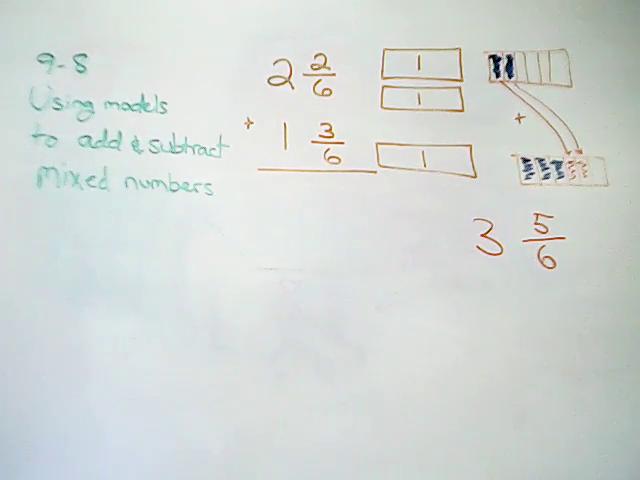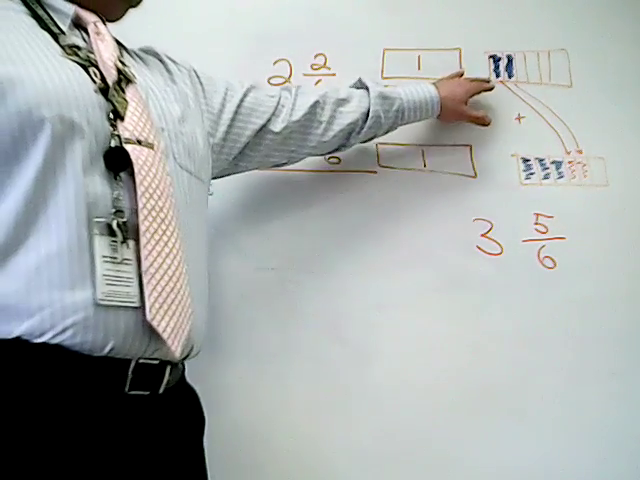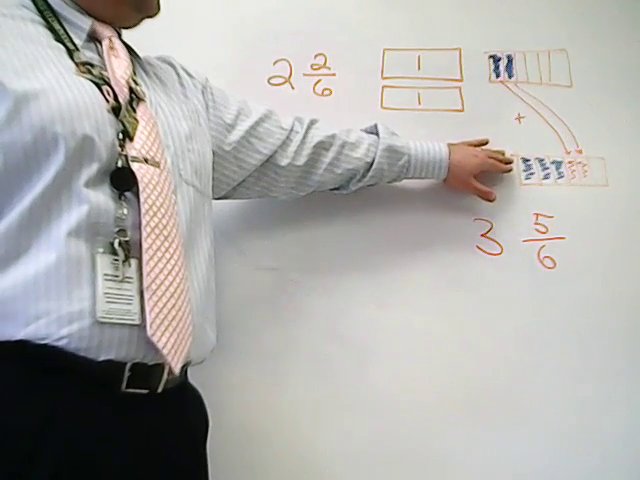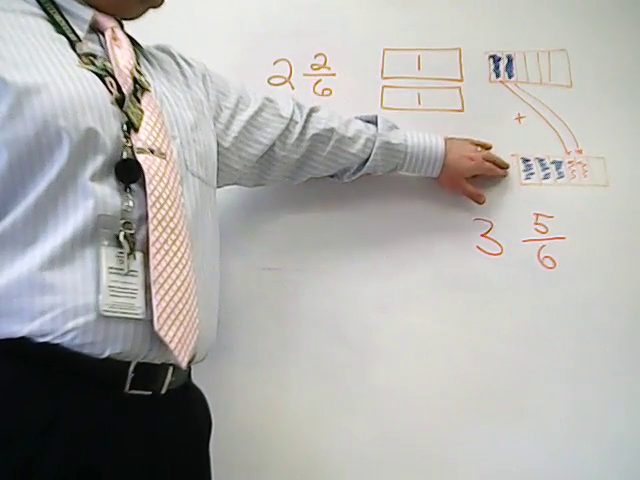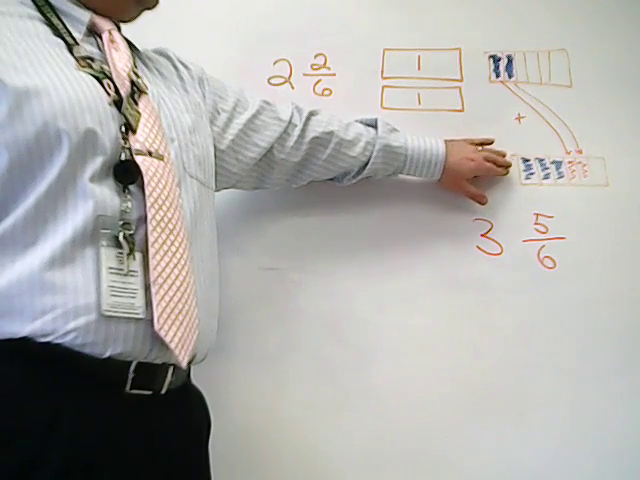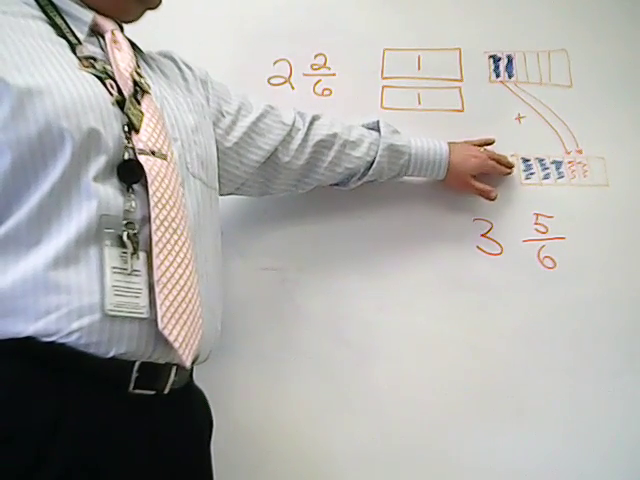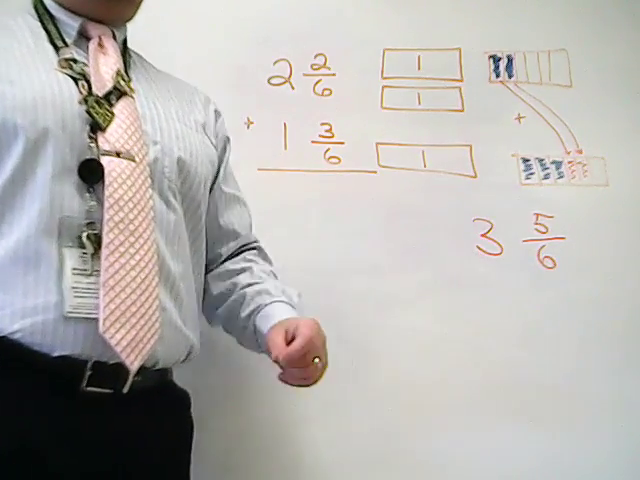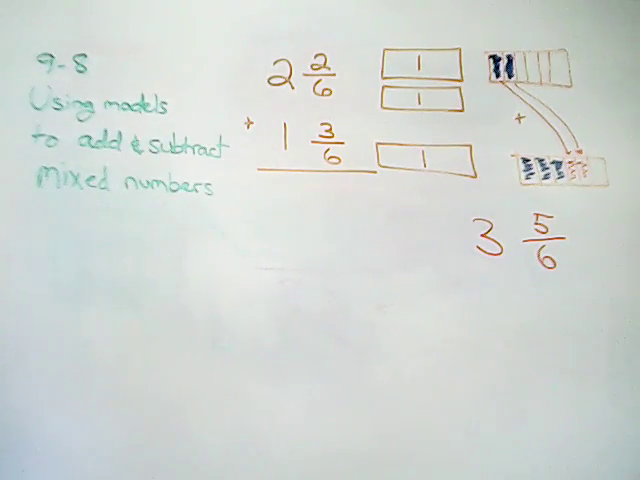Not too difficult. The big thing to remember, though, is that your denominator is not going to change. Both of these pictures were broken into 6 equal pieces. They are not going to all of a sudden become twelfths. You're not changing what they're broken into. They're going to stay as sixths. Do not change the denominator. All you're going to change is the numerator. And you're just going to combine your two pictures together.